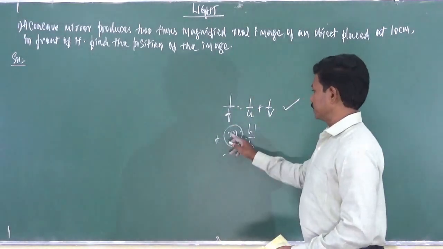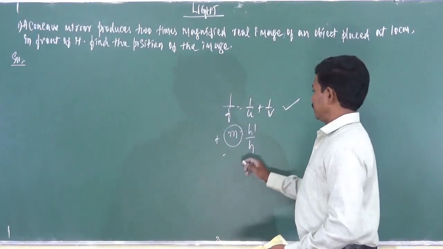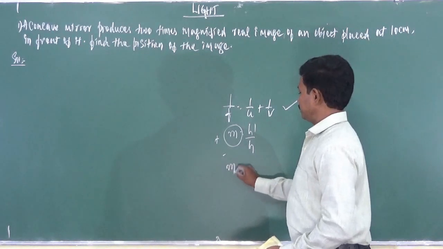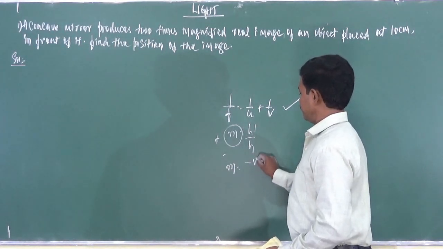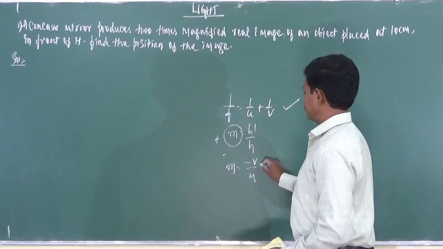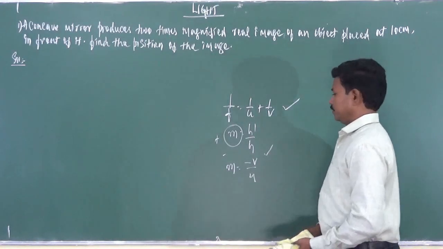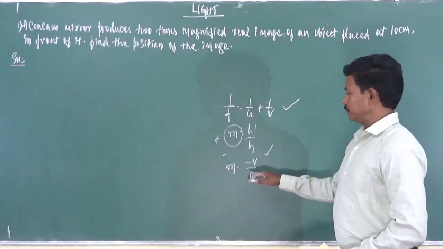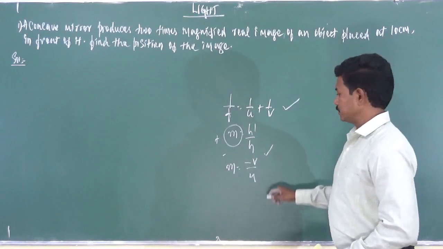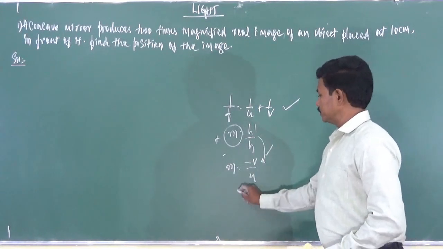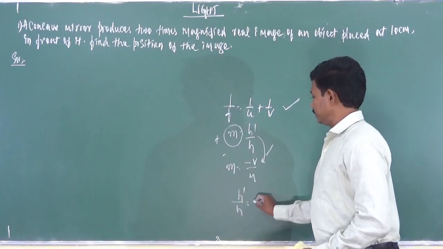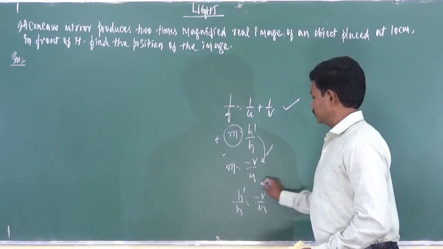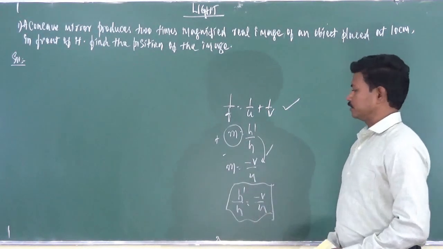So, positive magnification and negative magnification, and the relationship M is equal to minus V by U. This was the formula derived, using the sign conventions for concave mirrors. So when we relate these two, H dash by H will be equal to minus V by U. This is the most important result we had got.